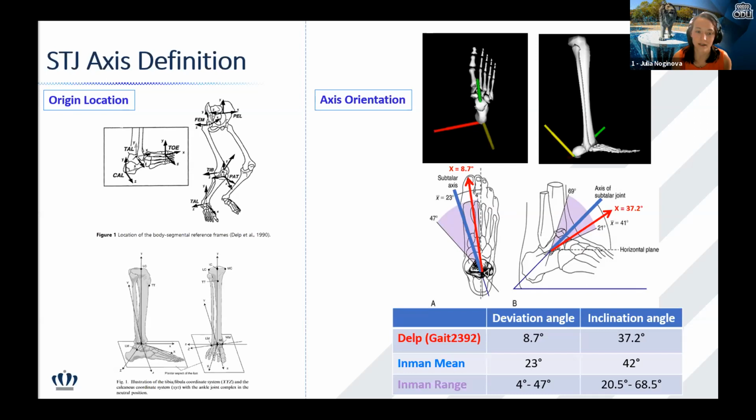Furthermore, the Delp model has the subtalar joint origin located at the distal end of the calcaneus. While there are no accepted standards for the subtalar joint yet, the ISB suggests that the calcaneus coordinate system should be coincident with that of the ankle at the bisection of the intermalleolar axis.